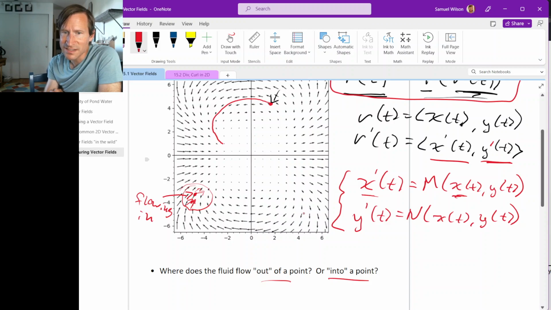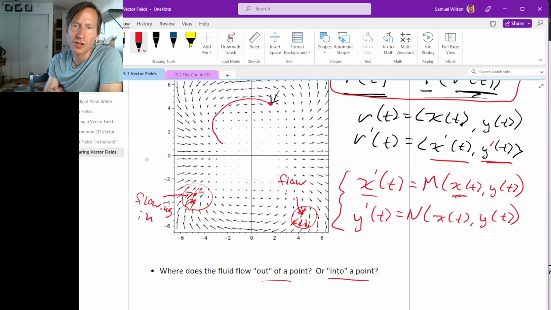That's in contrast to, say, this point over here, where if we look at all of the vector field nearby, the vectors flowing out of this spot are on average a little bit longer than the vectors flowing into this spot. So for this point, fluid is in general flowing out.